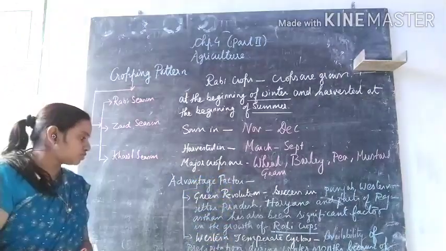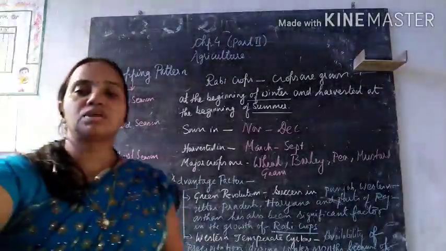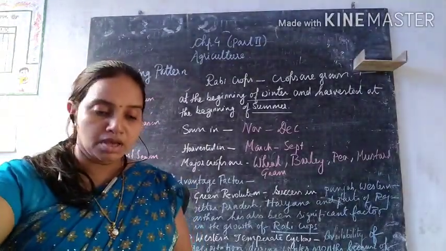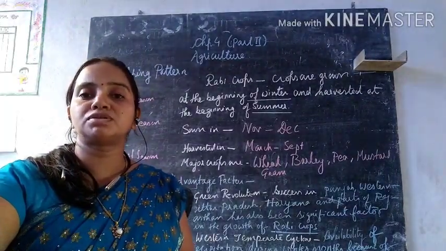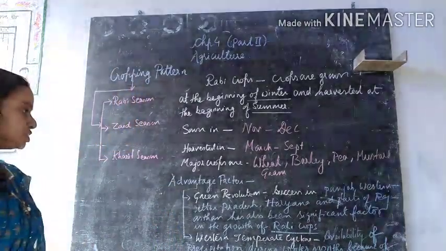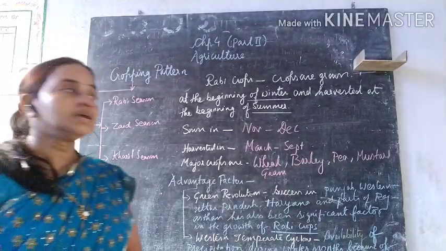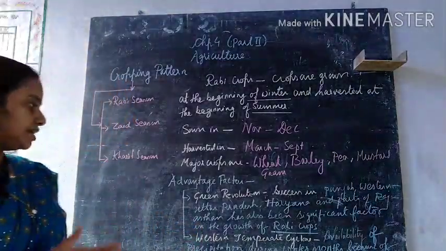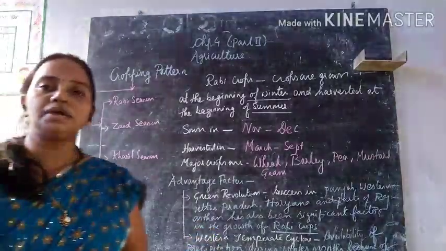The second is the western temperate cyclone. When we discussed the climate in the previous year, where we discussed the western disturbance, we saw the importance of this disturbance: in the winter season it basically helps the Rabi crop, and for that reason it gives big support to the success of the Rabi crop.